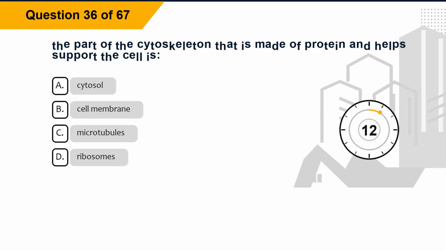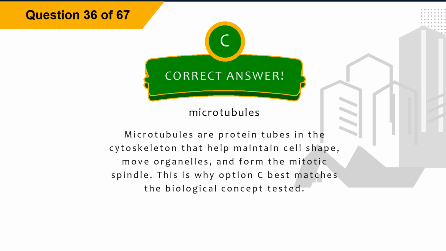Question 36. The part of the cytoskeleton that is made of protein and helps support the cell is option A, cytosol. Option B, cell membrane. Option C, microtubules. Option D, ribosomes. The correct answer is option C, microtubules. Explanation. Microtubules are protein tubes in the cytoskeleton that help maintain cell shape, move organelles, and form the mitotic spindle. This is why option C best matches the biological concept tested.